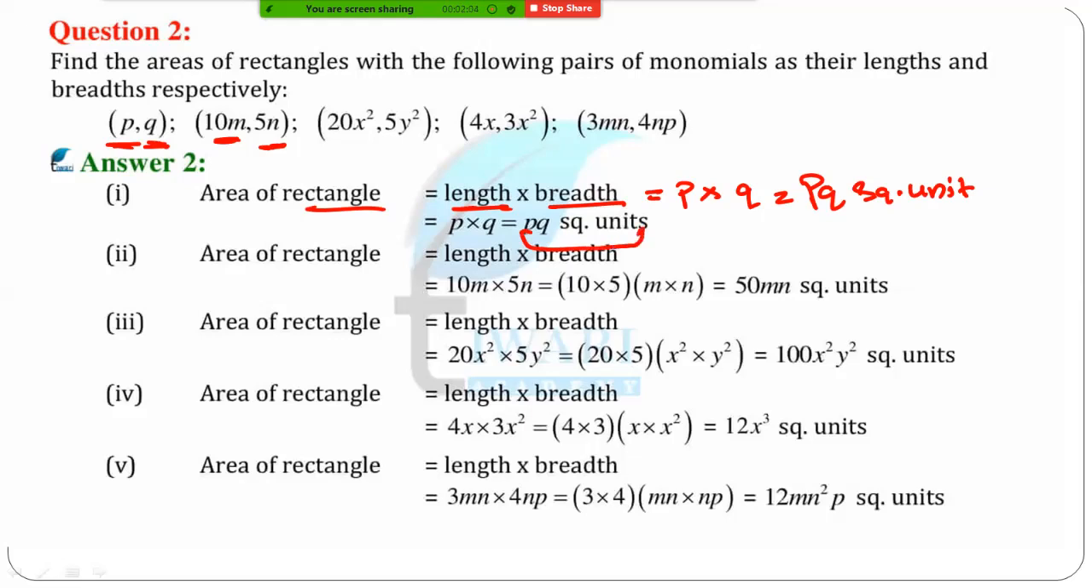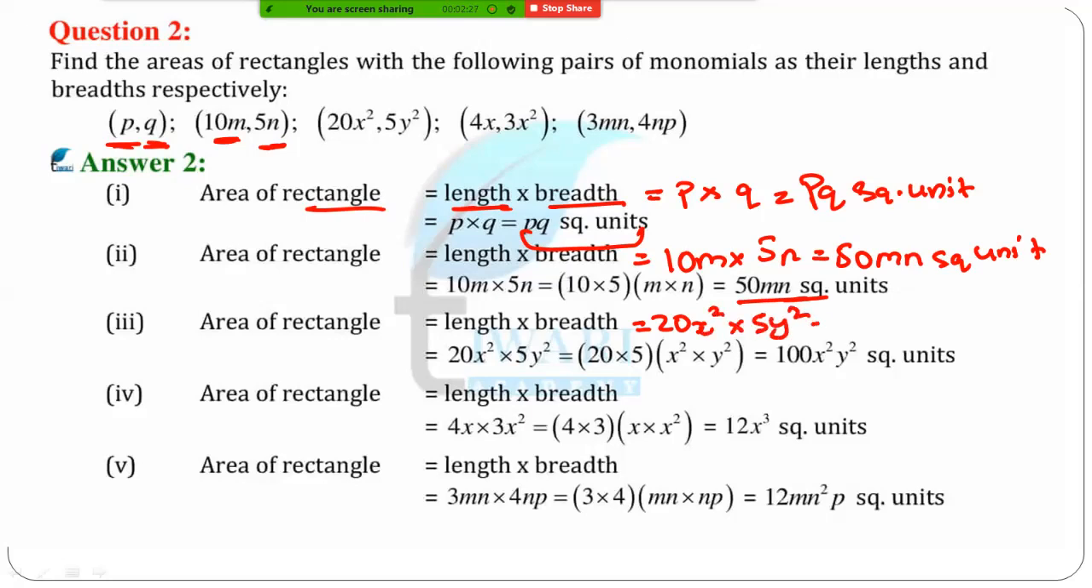Second part, we know that area is length into breadth. So length is 10m, breadth is 5n. So the answer is 10 into 5 is 50mn square units. In the third part, you have length 20x square and breadth 5y square. So you will obtain 100x square y square square units. Similarly, you can do these two parts also.